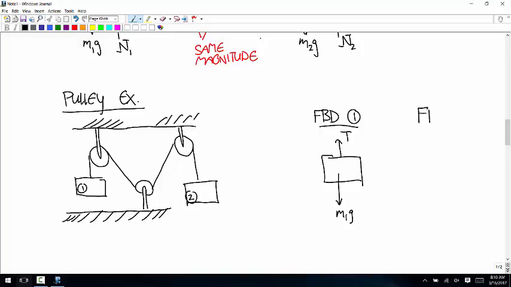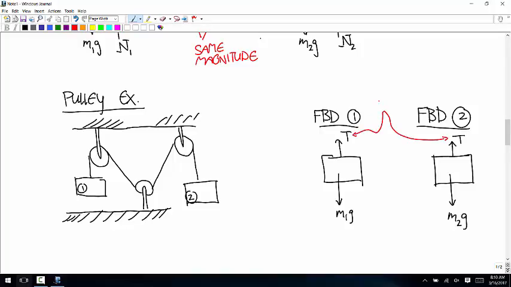And a free body diagram of the second body. There's the weight, M2G. And then the cable force is parallel to the cable, away from the chosen body. And the magnitude of these forces are the same. Okay, so that's what pulleys do. They can change the directions of those forces, but they don't change the magnitude of those forces.